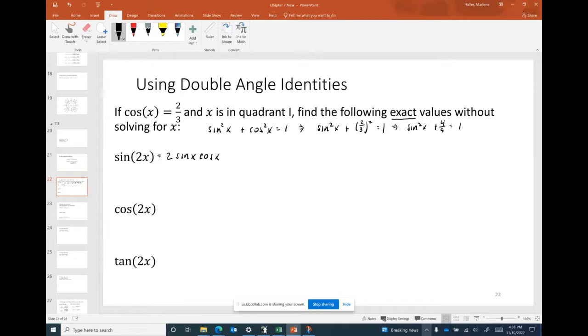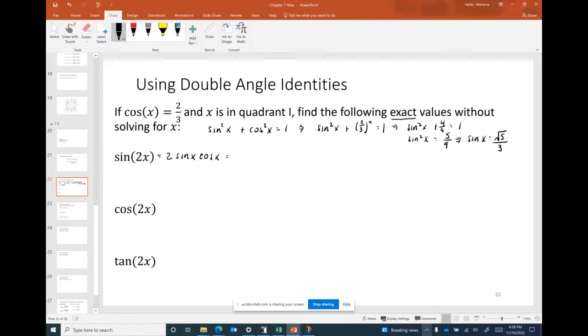And subtract that 4/9 from both sides. So sine squared of x is 9/9 minus 4/9, or 5/9. So sine of x would be the square root of 5/9, or we could say that's the square root of 5 over 3, since the square root of 9 is 3. The Pythagorean identity was helpful for us to find the sine. Now we can write the exact value of the sine of 2x because we now know the cosine of x and the sine of x.